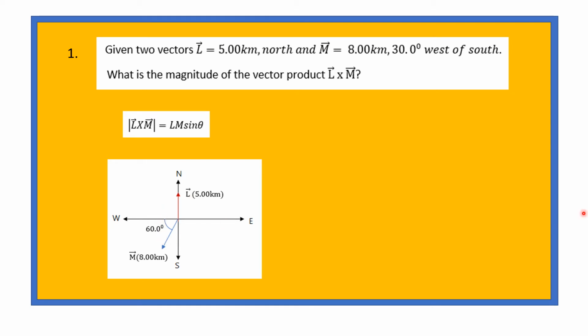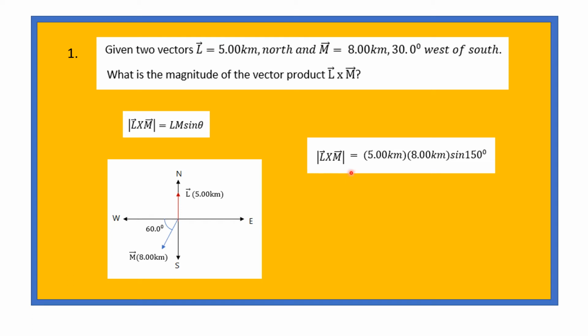That's why we can write the magnitude of L cross M to be equal to 5.00 kilometers for the L magnitude, 8.00 kilometers for the M magnitude, times sine of the angle between them, 150 degrees. Then multiply the three of them. Sine of 150 is equal to 1/2, or 0.5. It gives us a magnitude equal to 20.0 square kilometers.